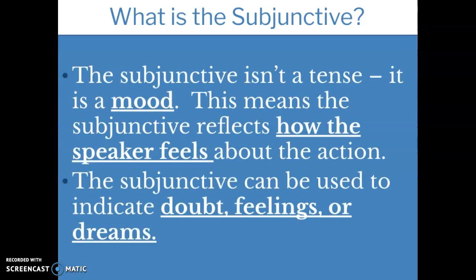So first, to talk about the subjunctive. What is it? So the subjunctive isn't a tense. It's actually a mood. This means that the subjunctive reflects how the speaker feels about the action. So the subjunctive can be used to indicate doubt, feelings, or dreams. So again, it's not actually a verb tense, it is more of a mood.